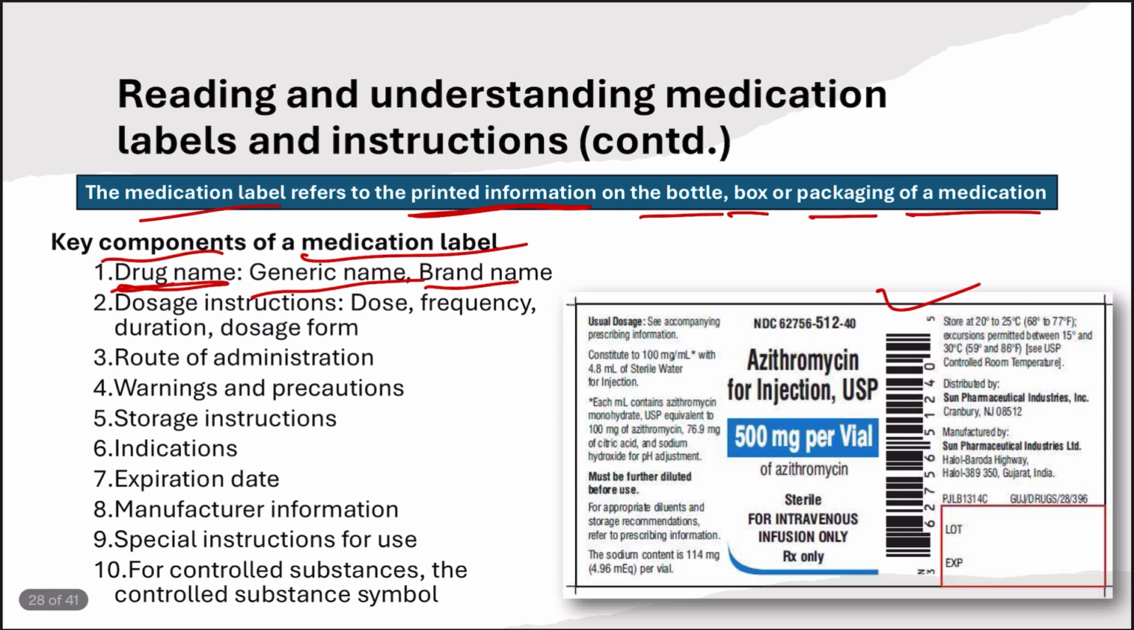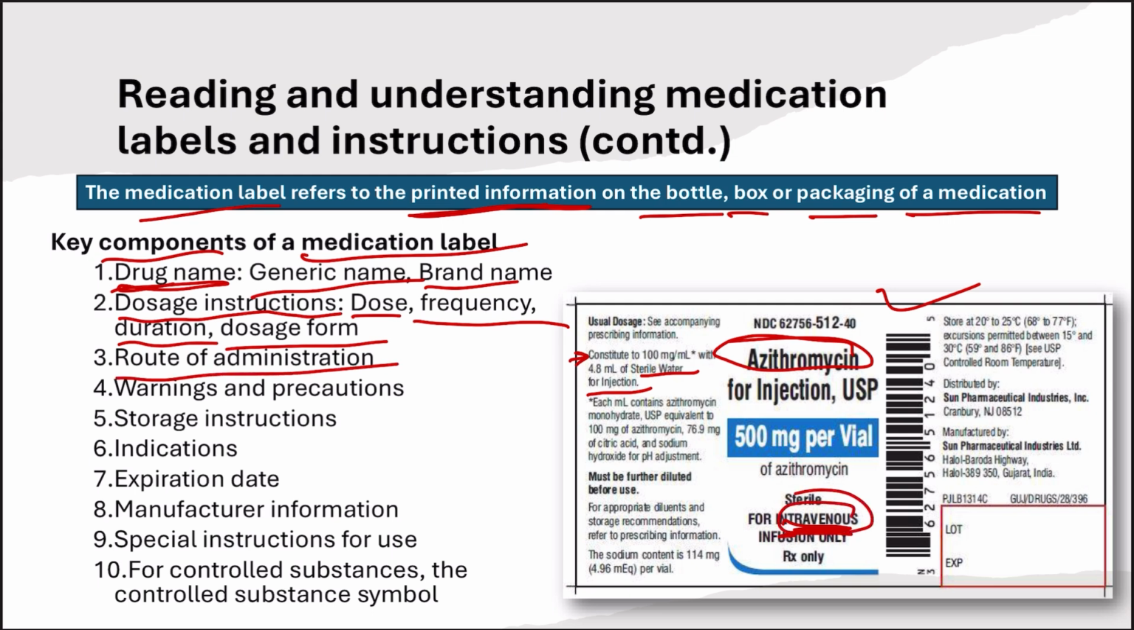As you can see here, this is azithromycin, which is the generic name of the drug. Then the dosage instructions, that is the dose to be given, the frequency, the duration, and the dosage form. Here it is for intravenous infusion. The instructions say to constitute to 200 milligram per ml with 4.8 ml of sterile water for injection. Then the route of administration, that is intravenous.